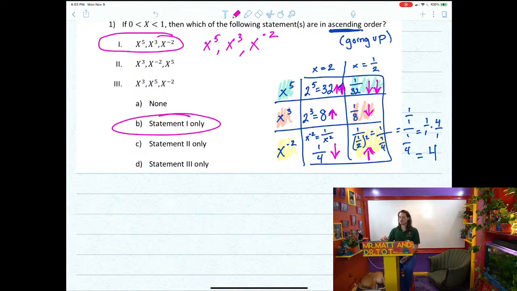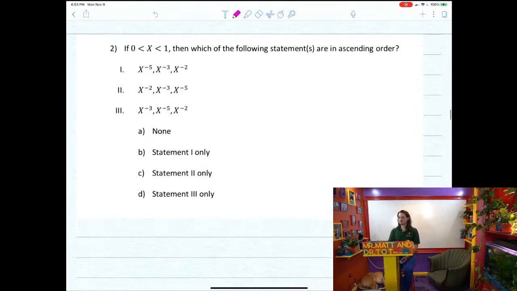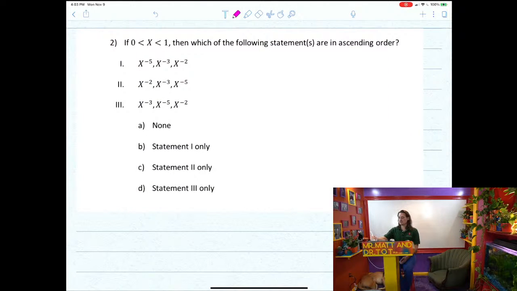If you have any questions, then please let me know. Otherwise, please take a look at number 2. I'll give you 3 minutes, and then I'll give you the solution.